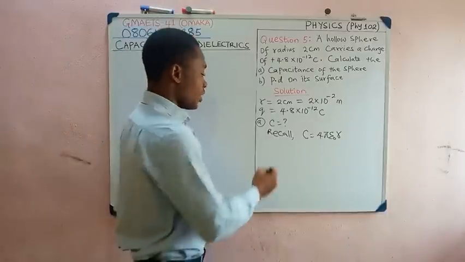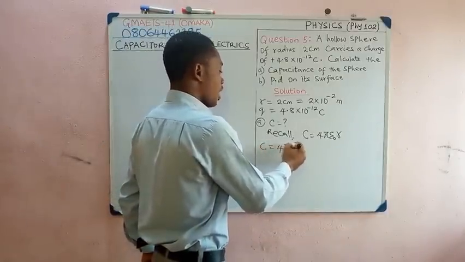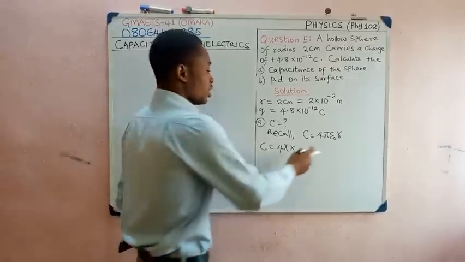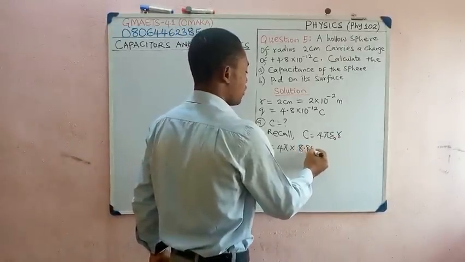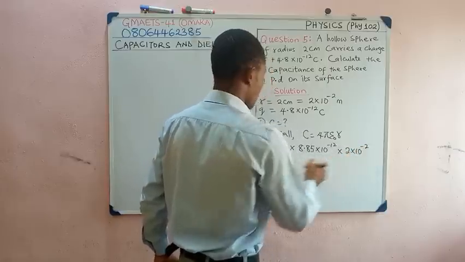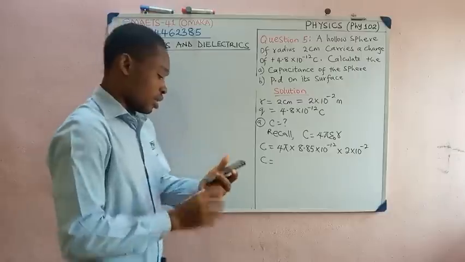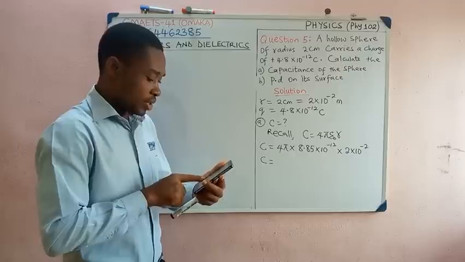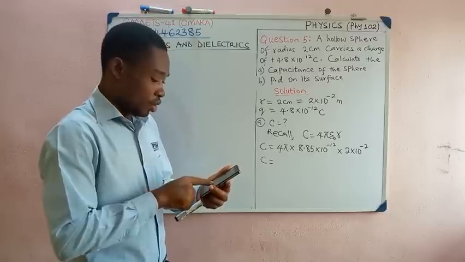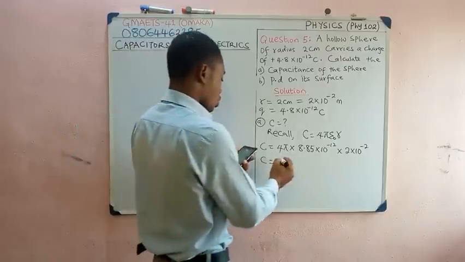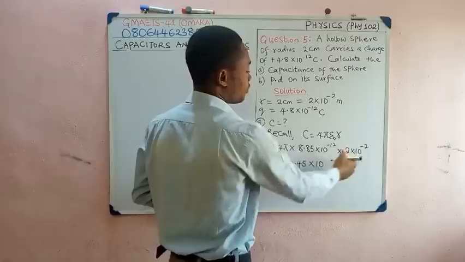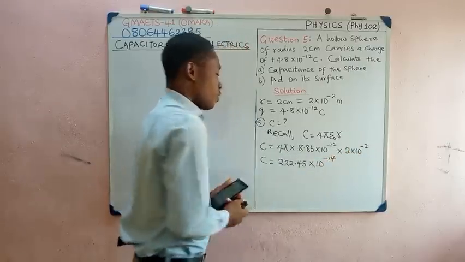So we can substitute there directly, and then the capacitance will give us 4 times pi, which is 3.142 or 22/7, then the permittivity of free space, 8.85 times 10 raised to the minus 12, times the radius of the sphere, which is 2 times 10 raised to the minus 2 meters. Now if you solve this out, let's see what we're going to get. 4 times 3.142, multiplied by 8.85, then multiplied by 2. From here it's giving me 222.45, then times 10 raised to the power. We can add the powers of 10 here. That's going to give us minus 14.